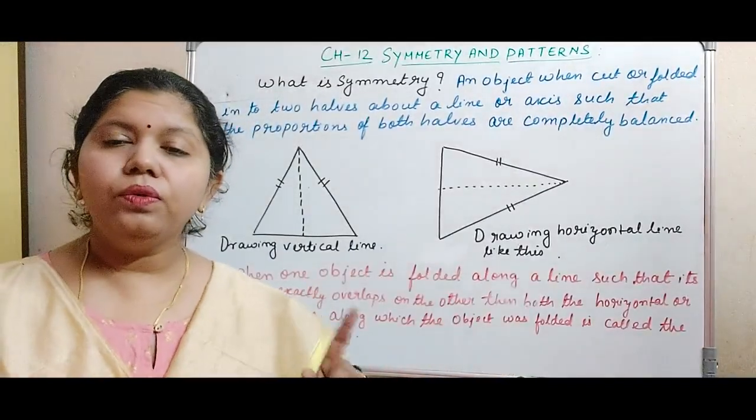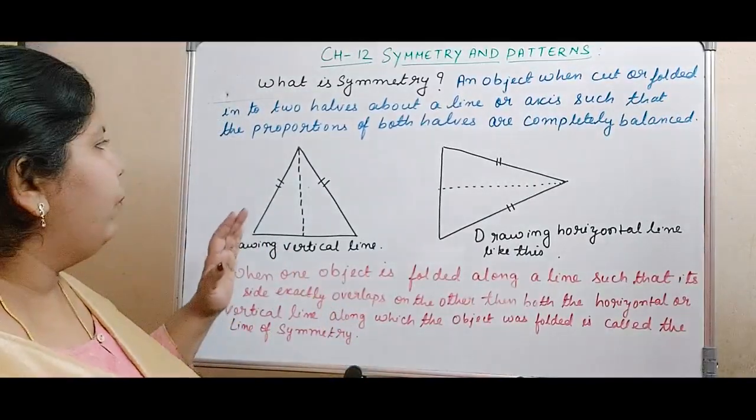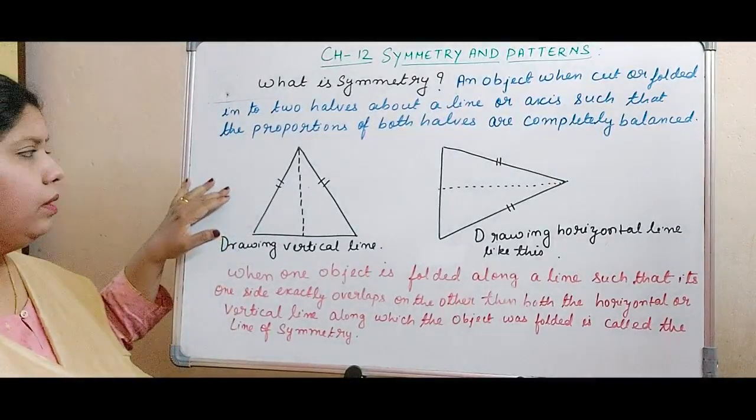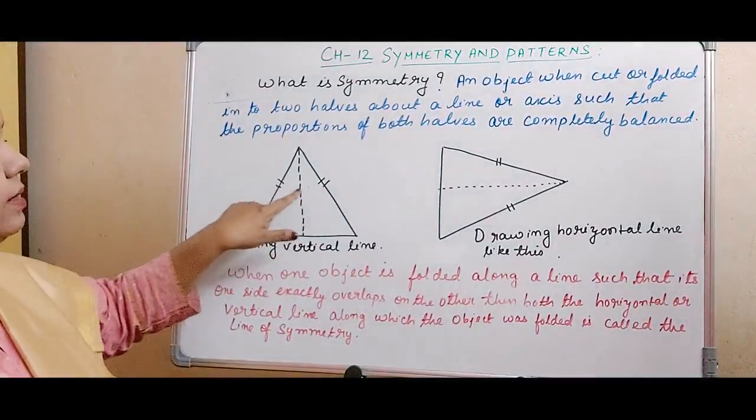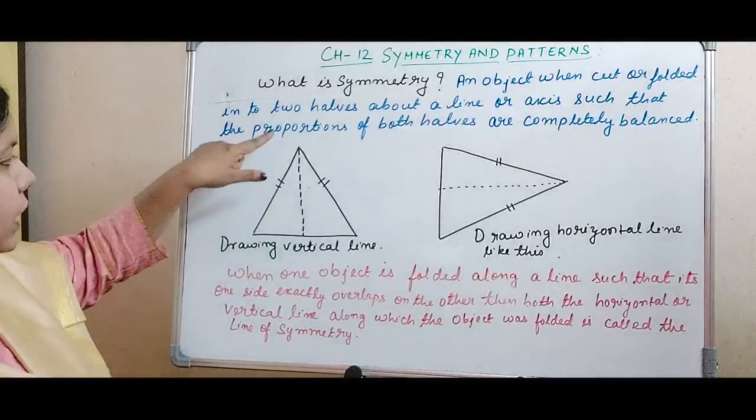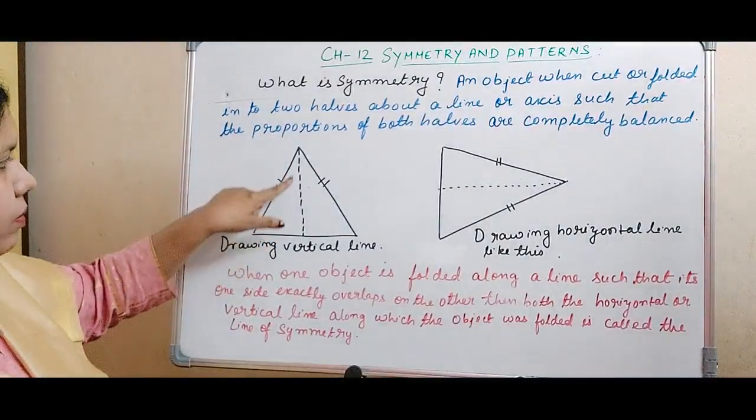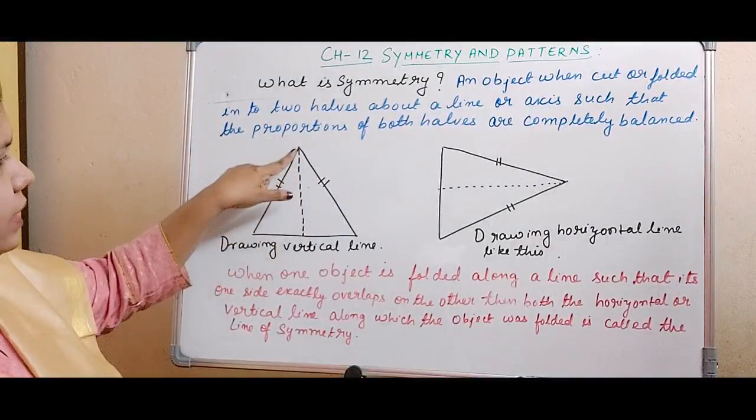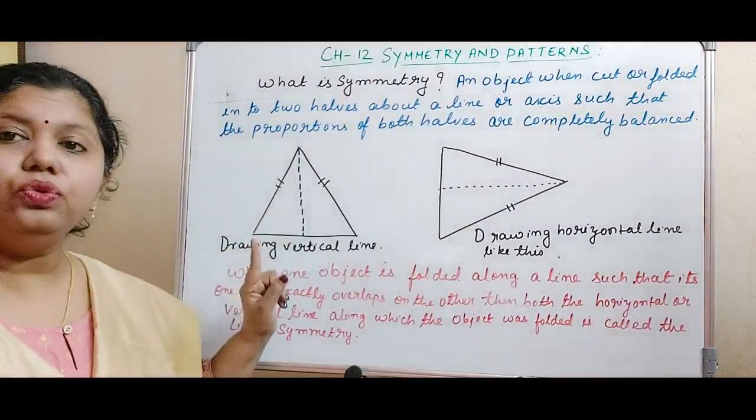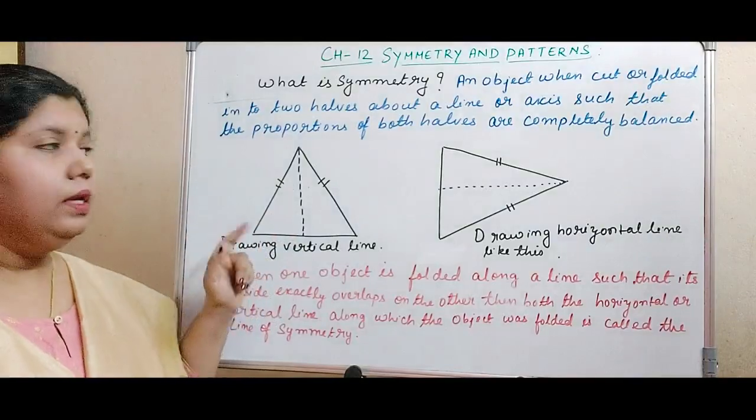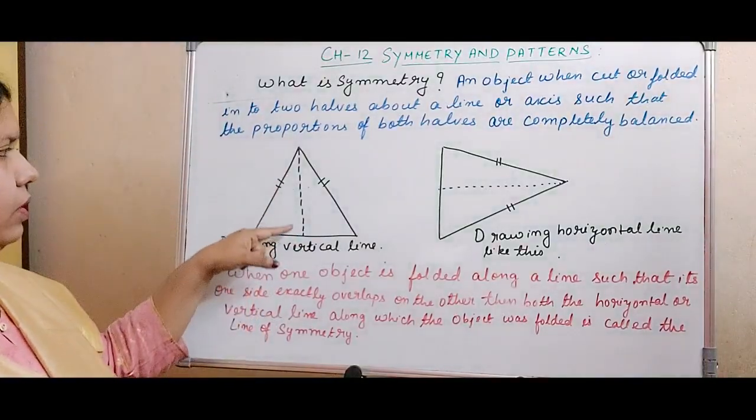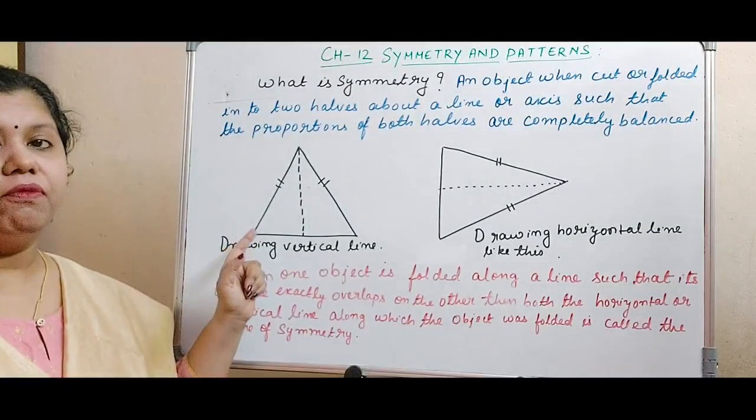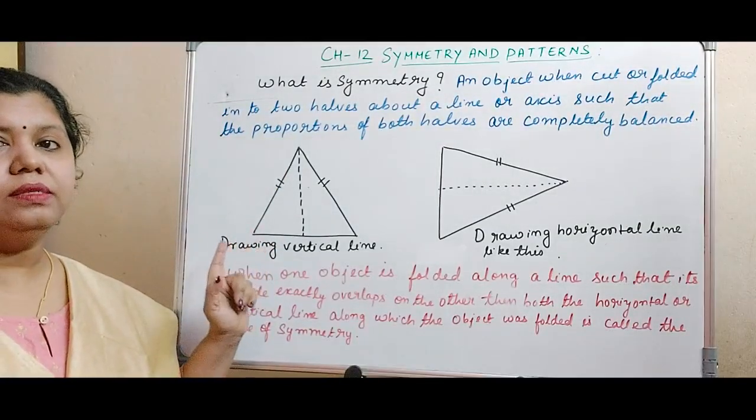Okay, so this is how we represent it. This is an isosceles triangle in the figure, because you can see the two sides are equal. A vertical line drawn between these two sides is bisecting the triangle into two equal halves. So this vertical line forms the line of symmetry for this isosceles triangle.